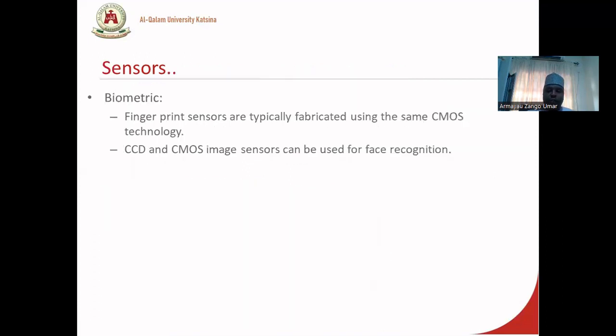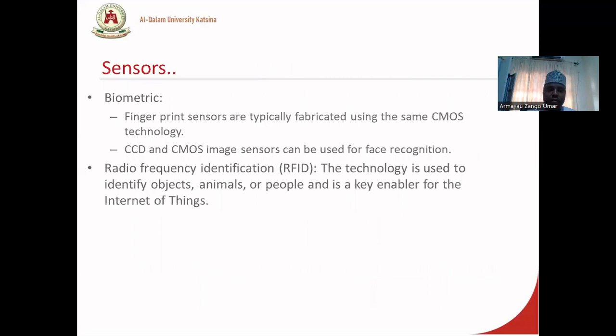So again, we all know the application of biometric sensors such as fingerprints. They also use the same technology of CMOS sensors. And in combination, CCD and CMOS can be used for face recognition. We also have another category of important sensor, which is RFID, which is radio frequency identification. This can be used to identify objects and animals, and is a key enabler of this. And even in businesses, things are usually tagged with RFID, and then later information is spread.